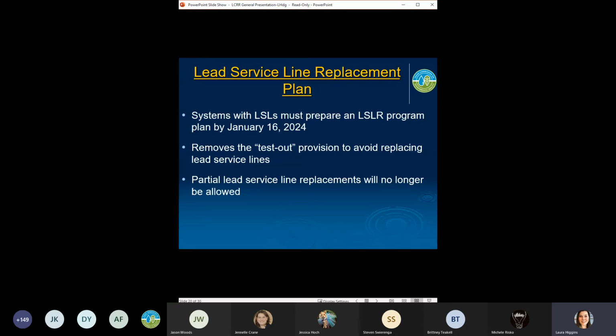So lead service lines, for the replacement plan, systems with lead service lines must prepare a lead service line replacement program plan by January 16th, 2024. Again, remember these dates could change. And this removes the test-out provision to avoid replacing lead service lines. And additionally, partial lead service line replacements will no longer be allowed.